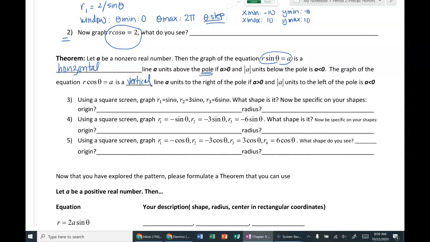Number 3, using a square screen, I want you to graph all 3 of them. And what shape is it? Then fill those out right there for me. Tell me the shape, tell me the description. If you have a shape, fill that in, and then answer this part as well. Because we have 3 equations, you can write them using a comma here on the radius part of it.